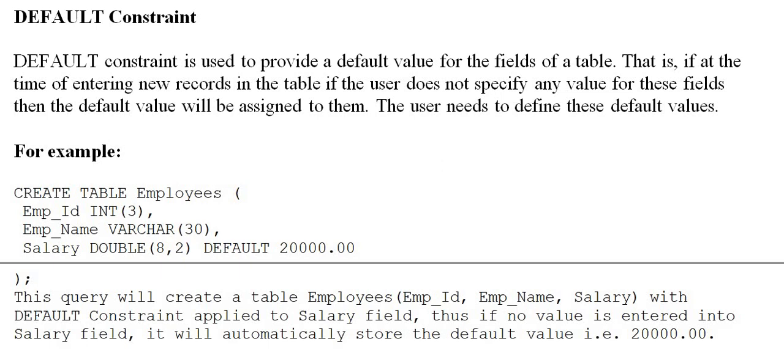Look at the example. We are creating a table with employee ID, employee name and salary, and a default value is given to salary. Means it will automatically store the default value in salary field. So we don't need to enter any value.